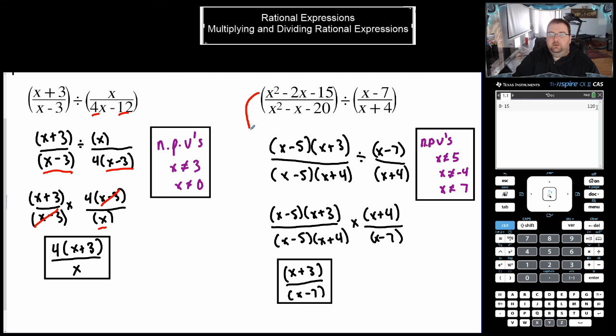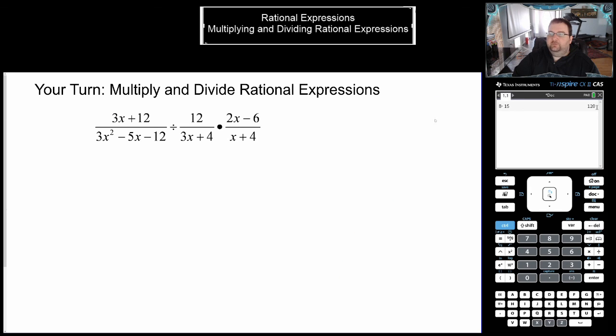We factored out this numerator here and this denominator here. And then we determined some of our non-permissibles. X cannot equal 5, x cannot equal -4. This one's the same. So that's where these first two came from. Then you multiply by the reciprocal. So you multiply and you swap. And we end up with this. And now we can cancel out like terms. So x minus 5, x minus 5, x plus 4, x plus 4. All you're left with is x plus 3 over x minus 7. There we go. Let's do the last one for the day.